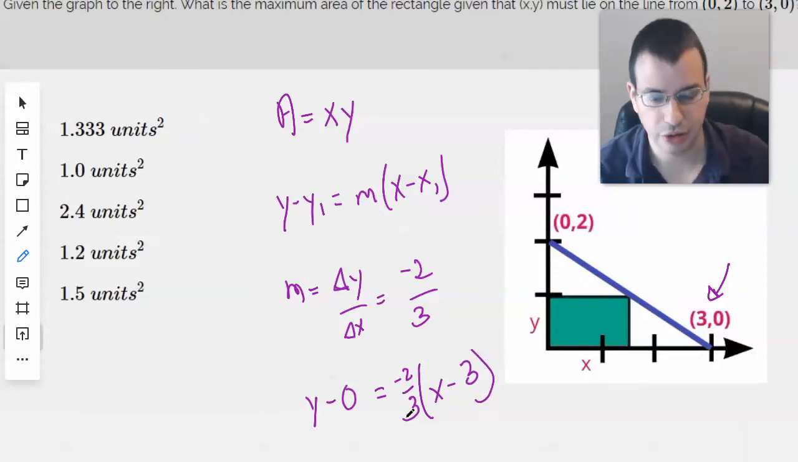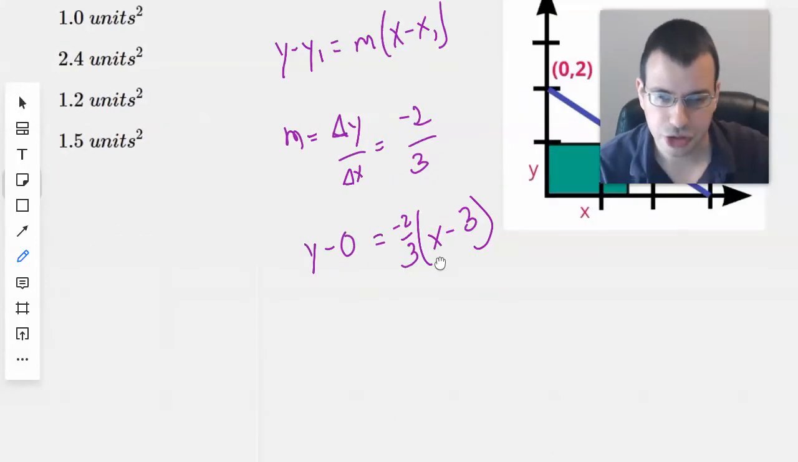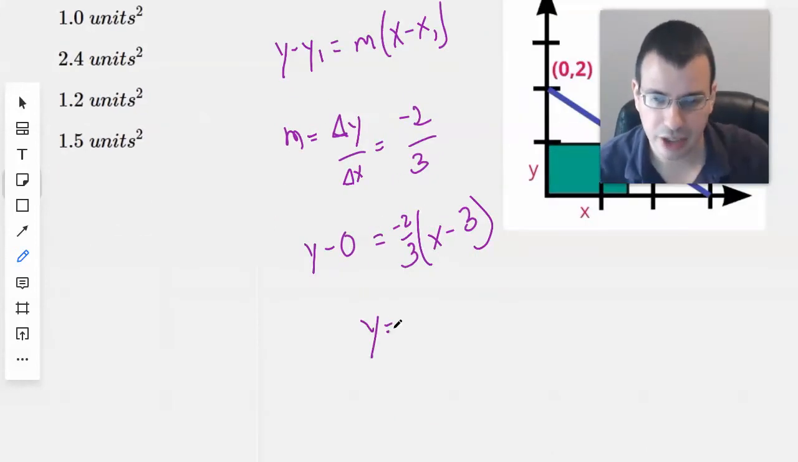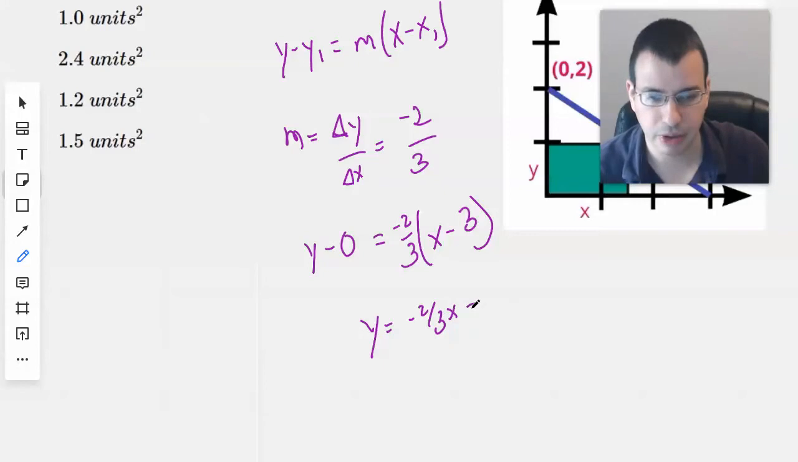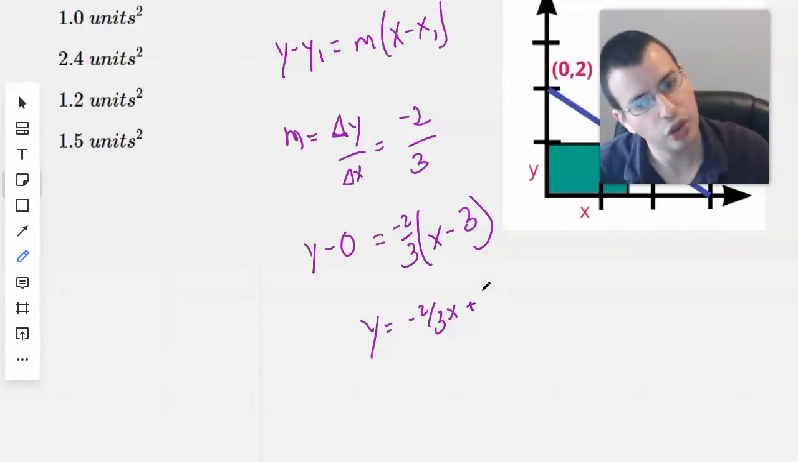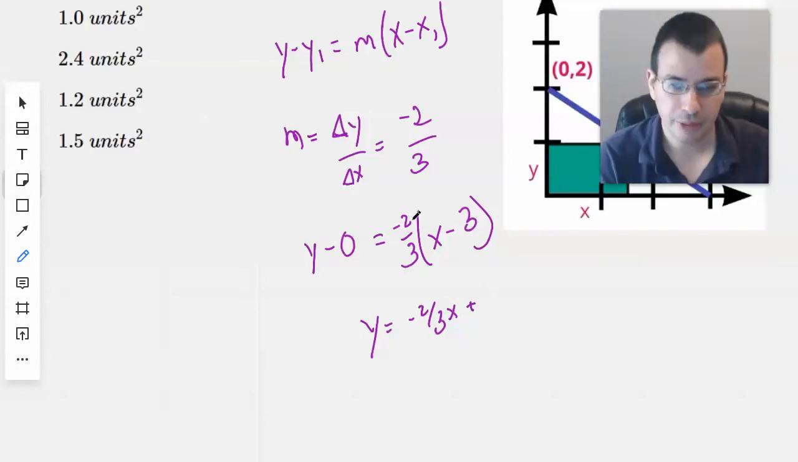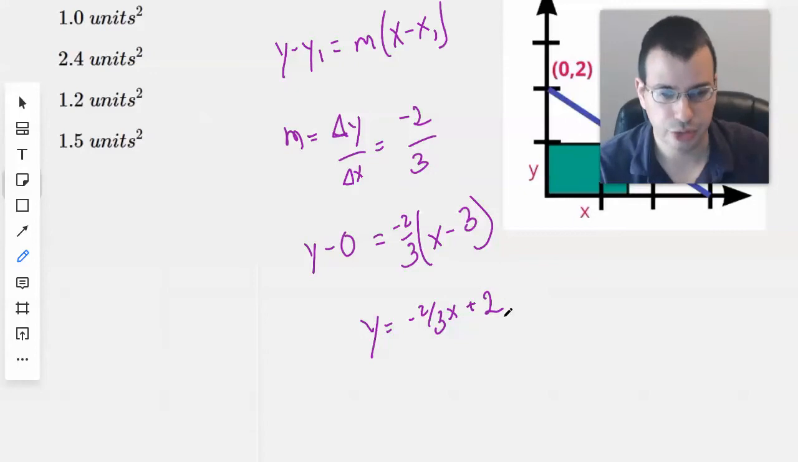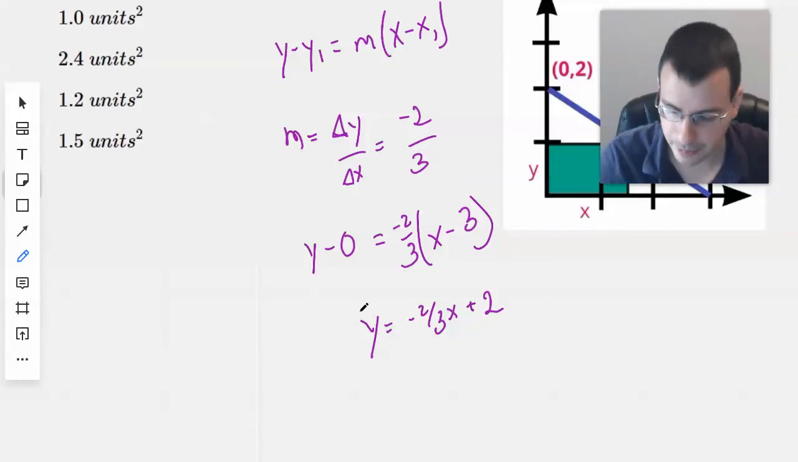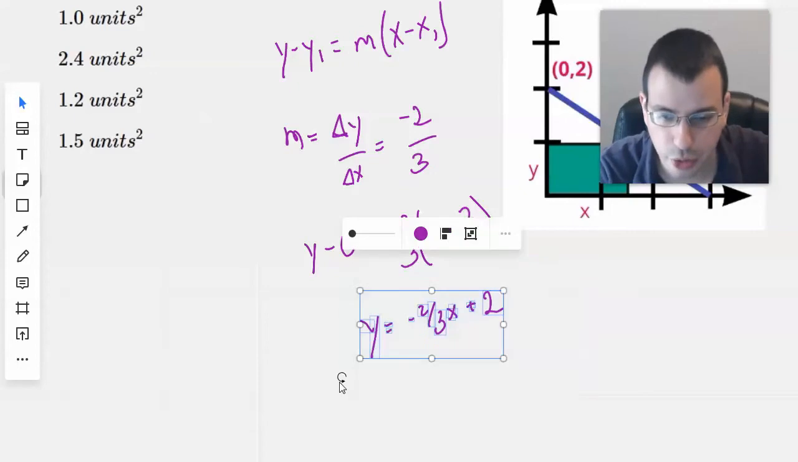And then we'll distribute here. We have y equals negative 2/3 x plus 2/3 times 3, which is 2. It makes sense because the y-intercept is 2. So that seems to work. Okay, so now we have our two equations.